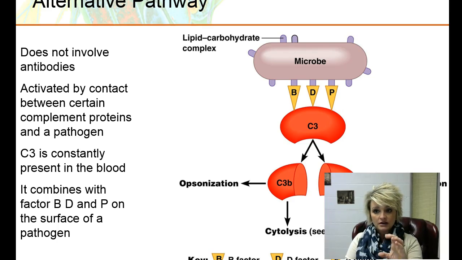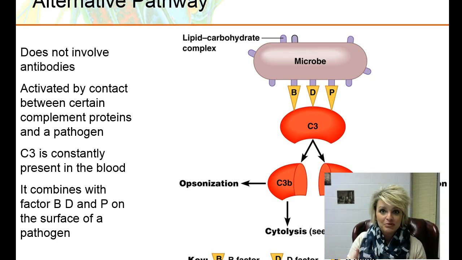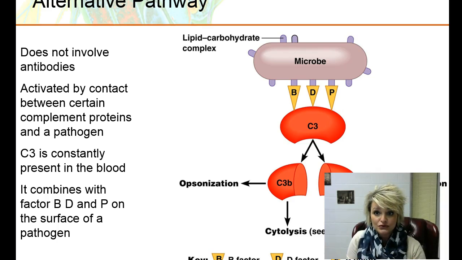So on C3, there are these factors: B as in boy, D as in dog, P as in Paul. And these are going to bind to this lipid carbohydrate complex on the microbe and automatically activate C3. So again, that sounds so much easier, but you need antibodies to be produced.